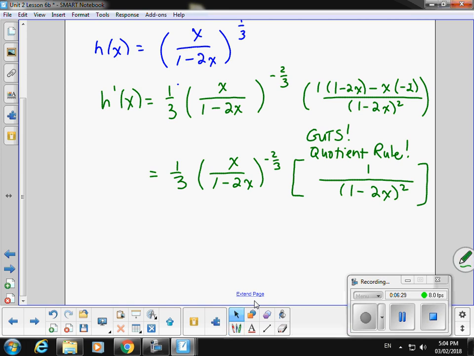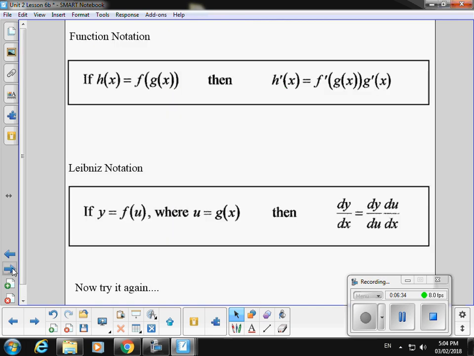Okay, let's introduce the chain rule. If you have a function within a function, our composite functions that we were talking about before, then our derivative is: take the derivative of the outside bit, don't forget the guts. There is a second way to look at it, where we use Leibniz notation. If you have y equals and u equals, we can write dy/dx equals dy/du times du/dx.